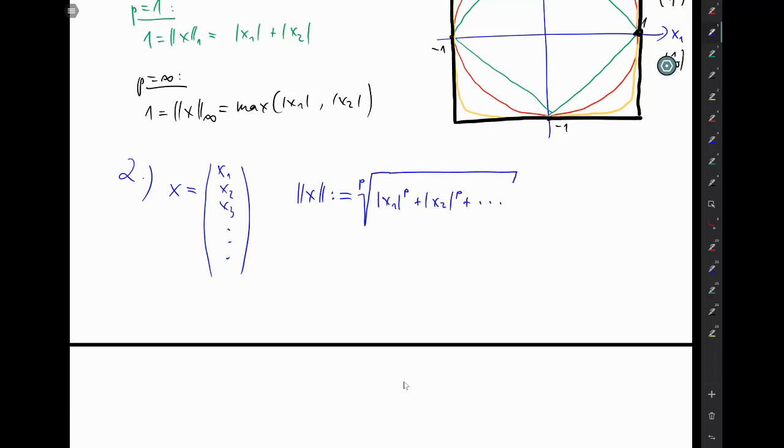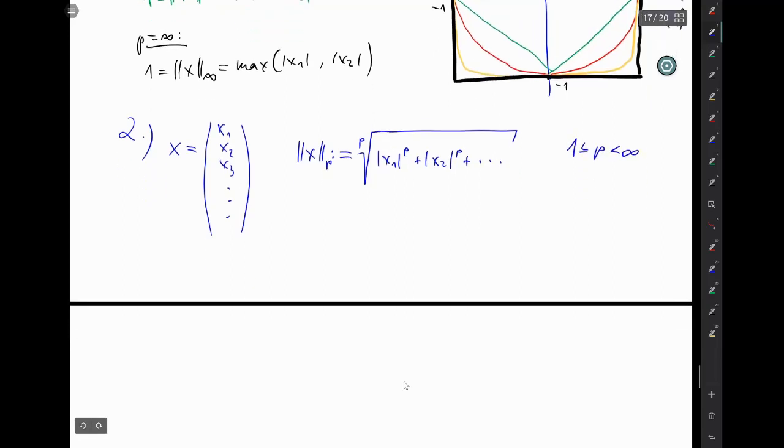Alright, so we could again call this the p norm, and we are assuming that 1 less than or equal to p less than infinity for this. Or we could take the infinity norm as the corresponding expression, which would then be maximum of modulus x1, modulus x2, and so on.